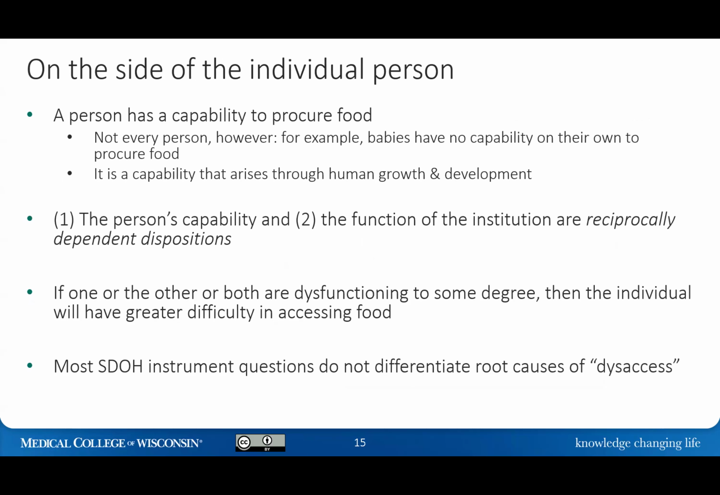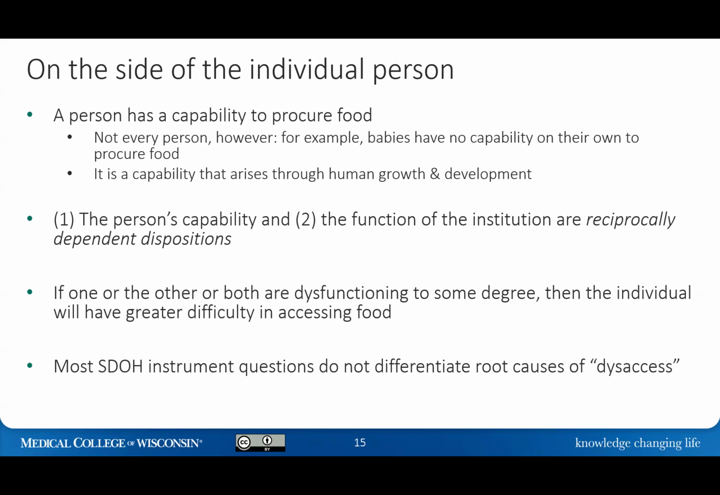On the side of the individual person, a person has a capability to procure food for themselves. Not every person, however; babies can't procure food on their own. That's a capability that they develop as they grow. It's a human growth and development issue. And the person's capability and the function of the institution are reciprocally dependent dispositions. And I got this from the BFO book. It's legit. I'll explain that in a minute.